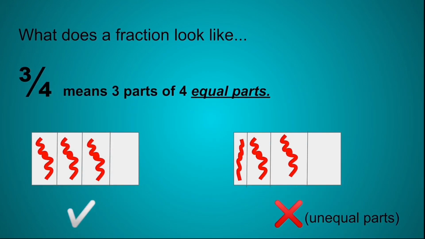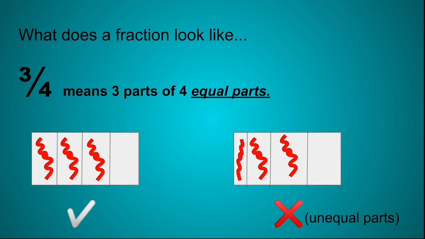Over here we have 3 over 4. Now 3 over 4 means that there are 3 parts of 4 equal parts. The idea of equal parts is very important. So why is the idea of equal parts very important?